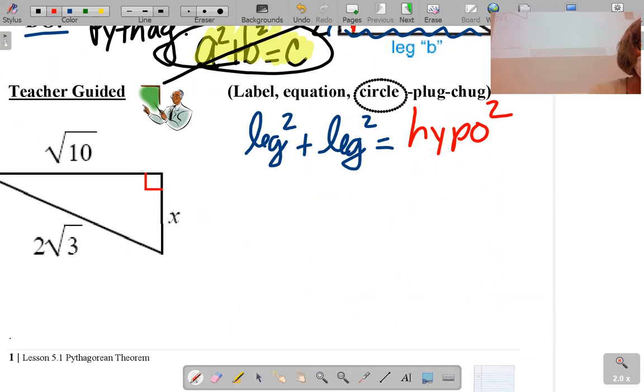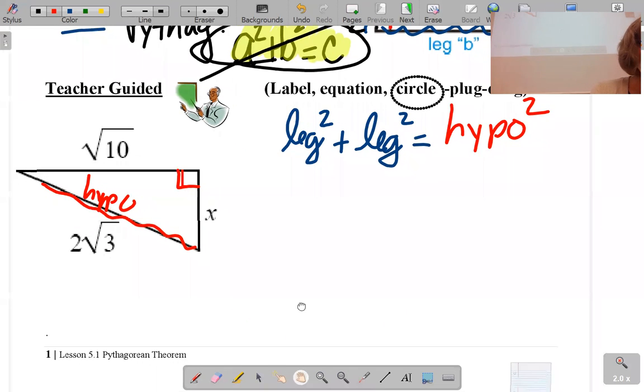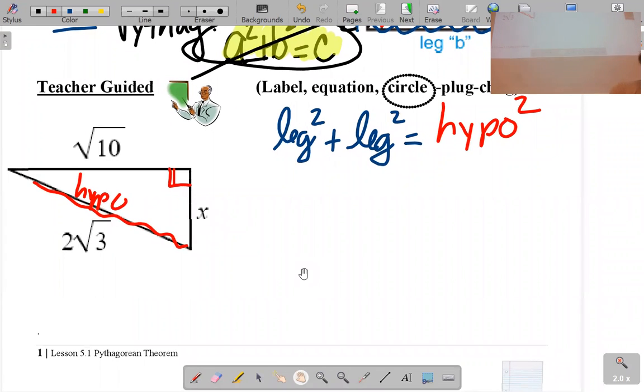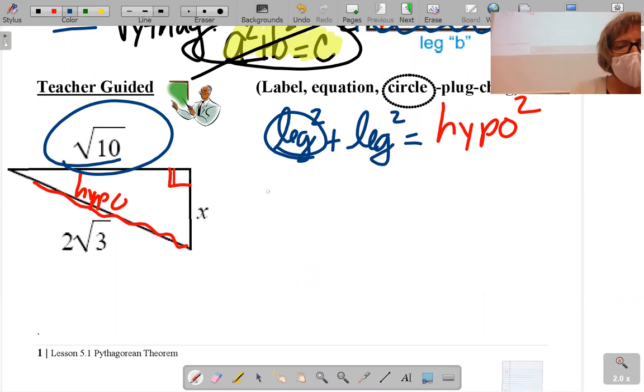Now, right angle, there's your hypo. It doesn't matter which one's A and which one's B. That's why I don't like A squared, B squared. Students get freaked out, which one's A, which one's B. It doesn't matter. That's why I just use the descriptor leg. Now we circle, plug, chug. Circle leg. Plug it in. And when you square a radical, put parentheses around it, please. Keep going.